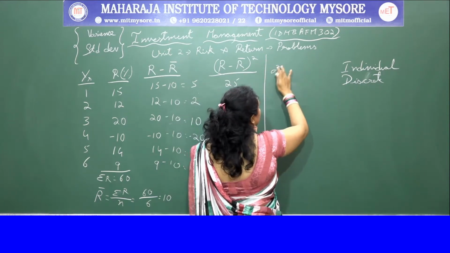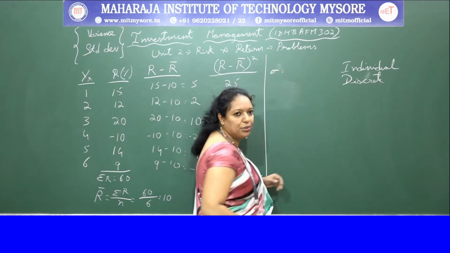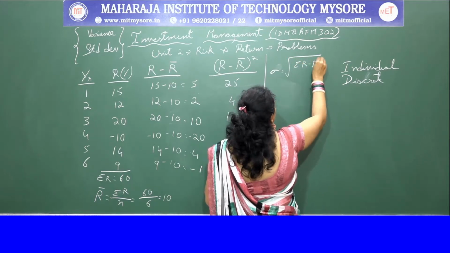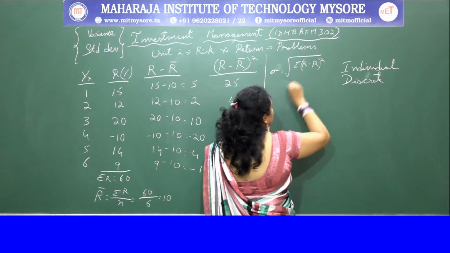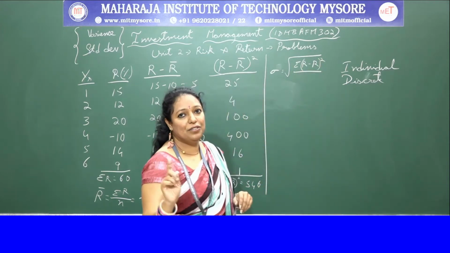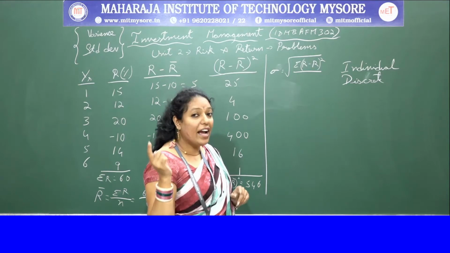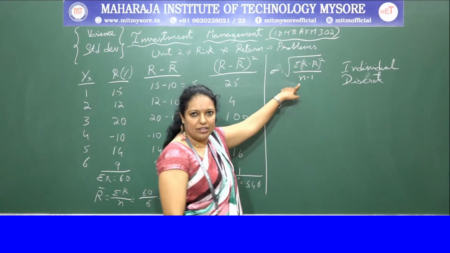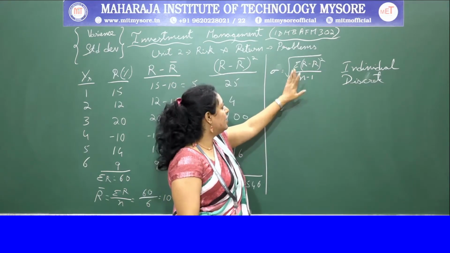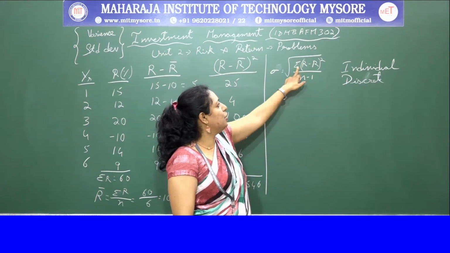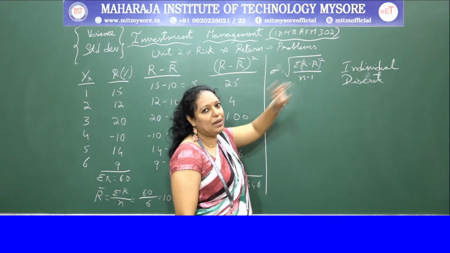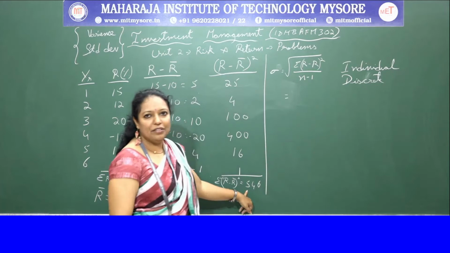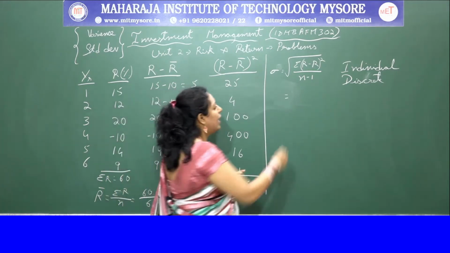Standard deviation is equal to root of sigma (R minus R bar) square divided by, see, this is the difference between individual series and discrete series. In individual series, you get n minus 1, but in discrete series, you don't have this n minus 1. Instead of that, you have sigma p (r minus r bar) square. That is the difference. So here we have got 546 as the answer of sigma (r minus r bar) square.